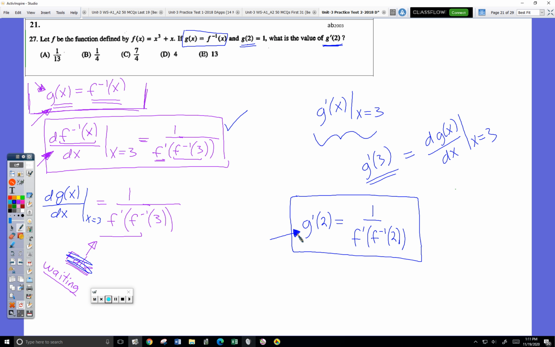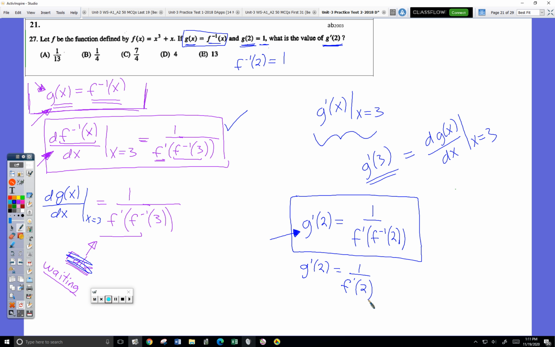It says up there that g is the inverse function of f, and g of 2 is equal to 1, so f inverse of 2 is equal to 1 as well. Max just said g and f inverse are the exact same thing. So because g of 2 equals 1, f inverse of 2 must also equal 1. Perfect. So that means g prime of 2 must equal 1 over f prime of 2. Now what?